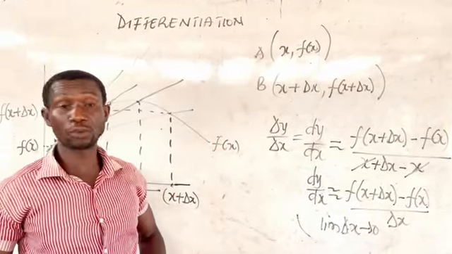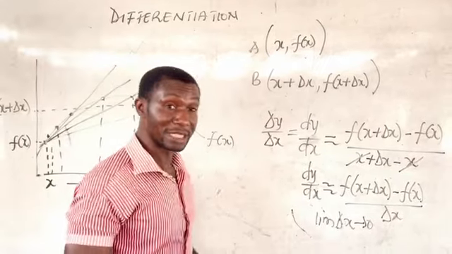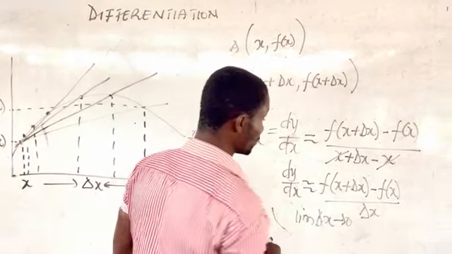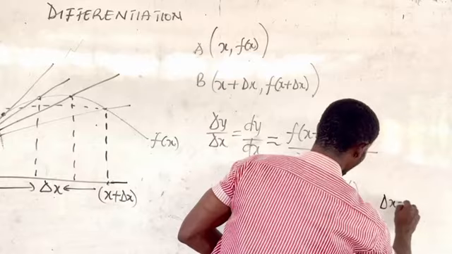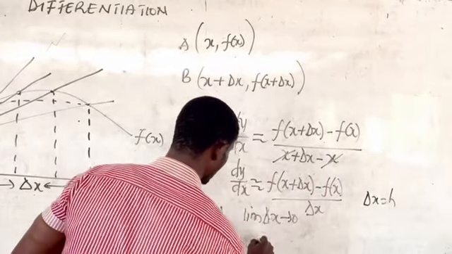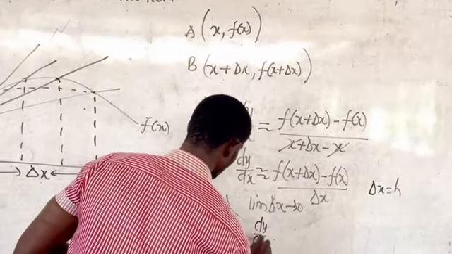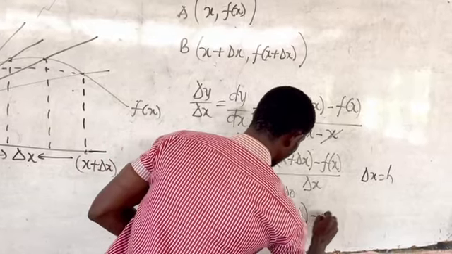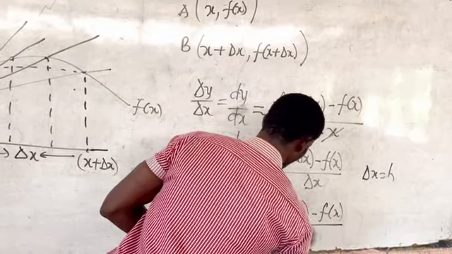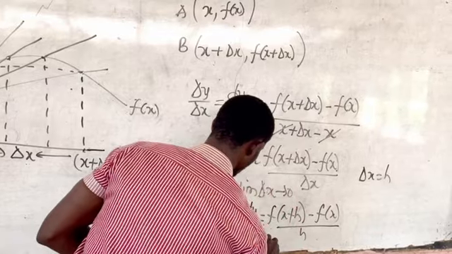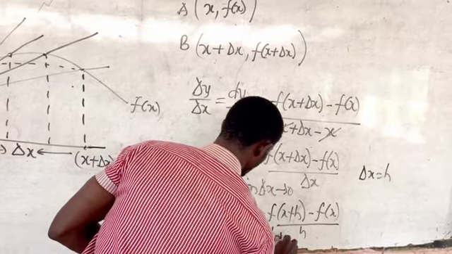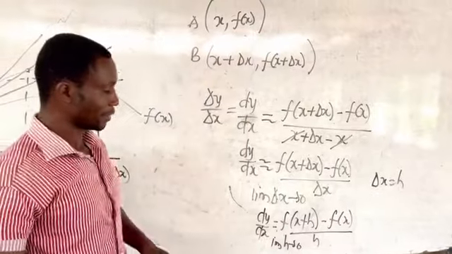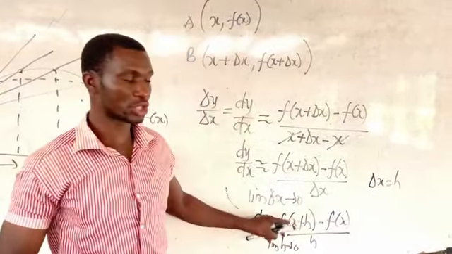Sometimes it's very difficult to work with delta x, so it is easy for students to work with h. So if delta x is equal to h, we shall have dy dx is equal to f of x plus h minus f of x, all over h, limit as h approaches 0. And that is the formula for calculation of the gradient of a curve.